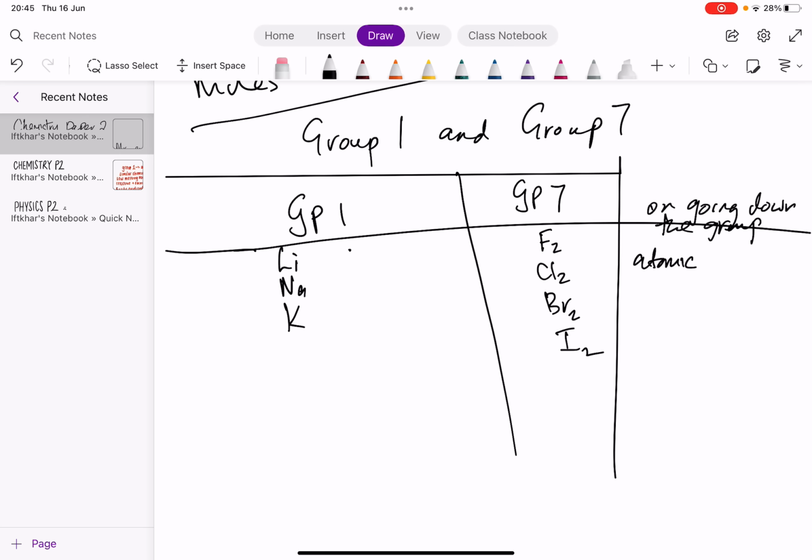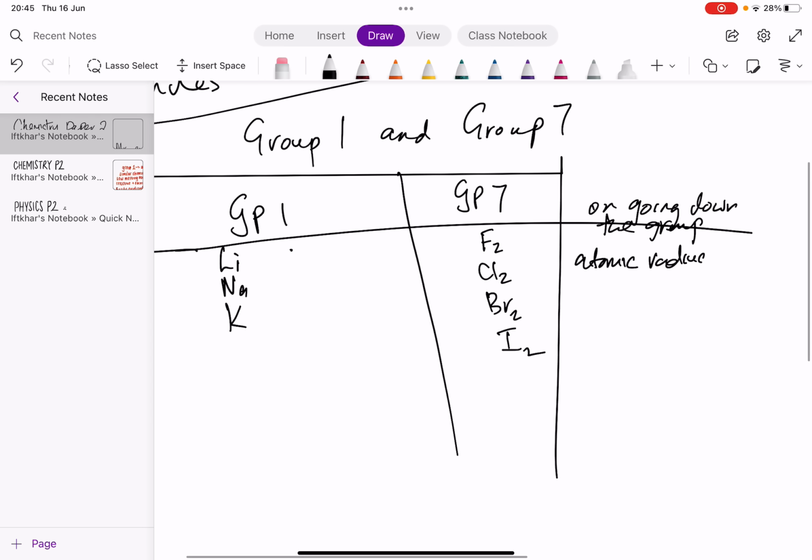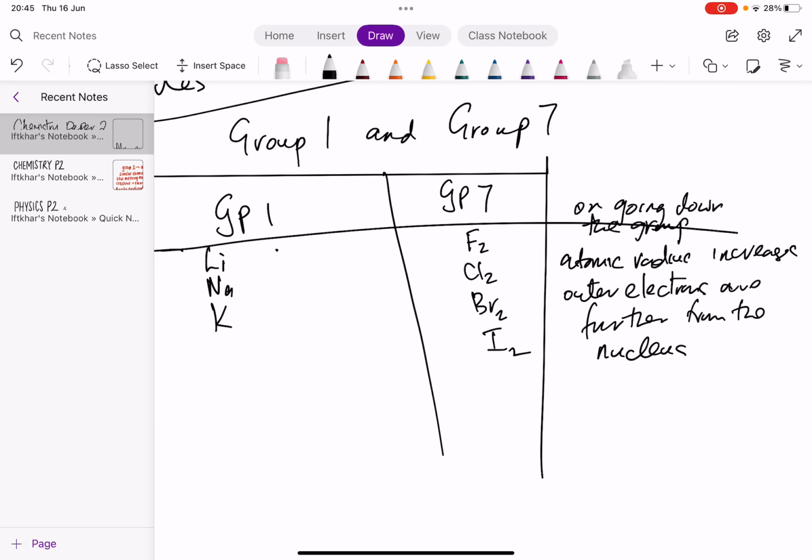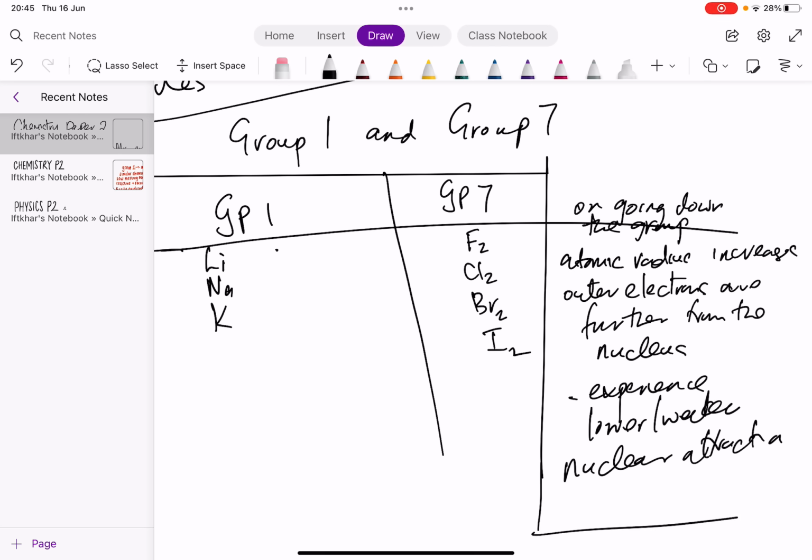Atomic radius increases. In other words, outer electrons are further from the nucleus. So they experience lower or weaker nuclear attraction. That's a common feature. Another thing you could mention is electron shielding increases as you go down the group.